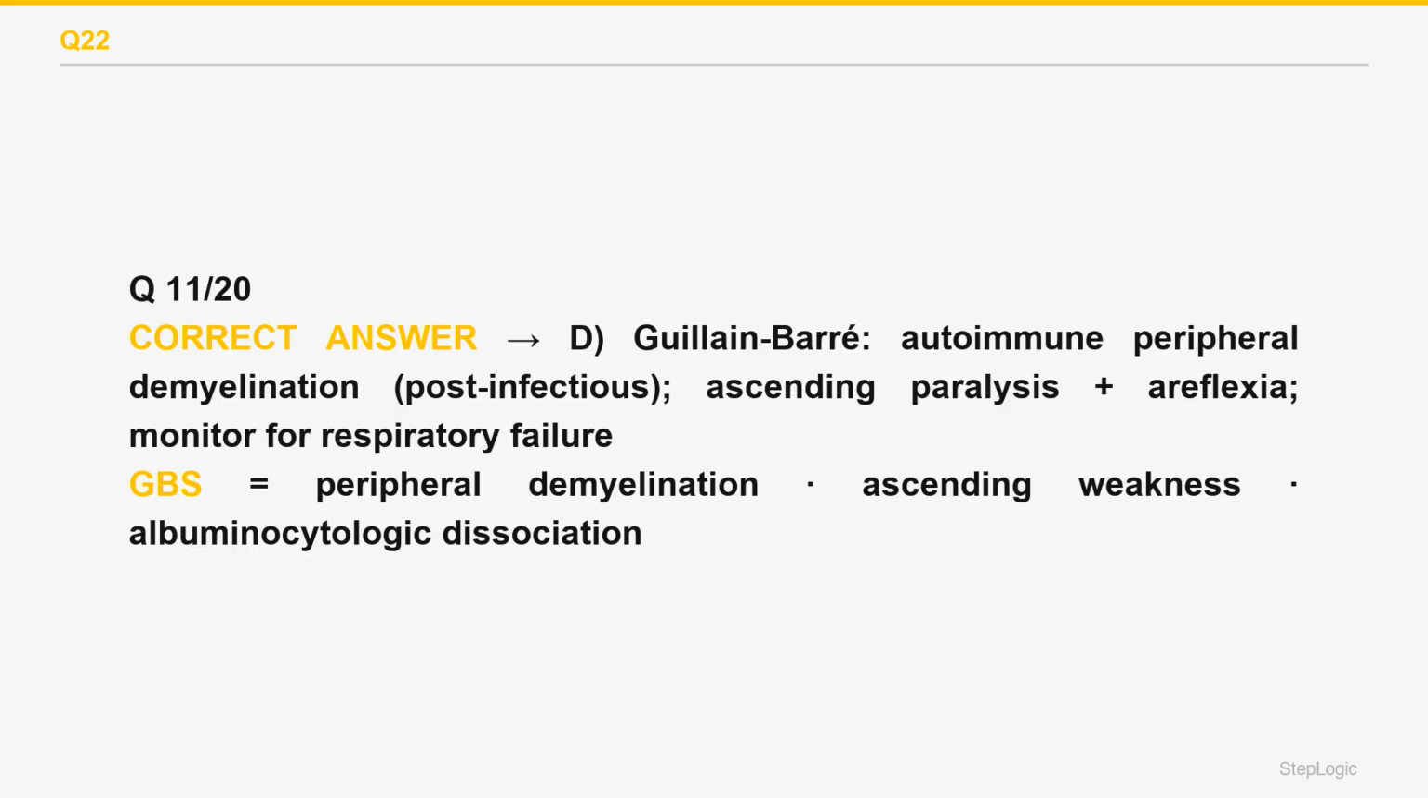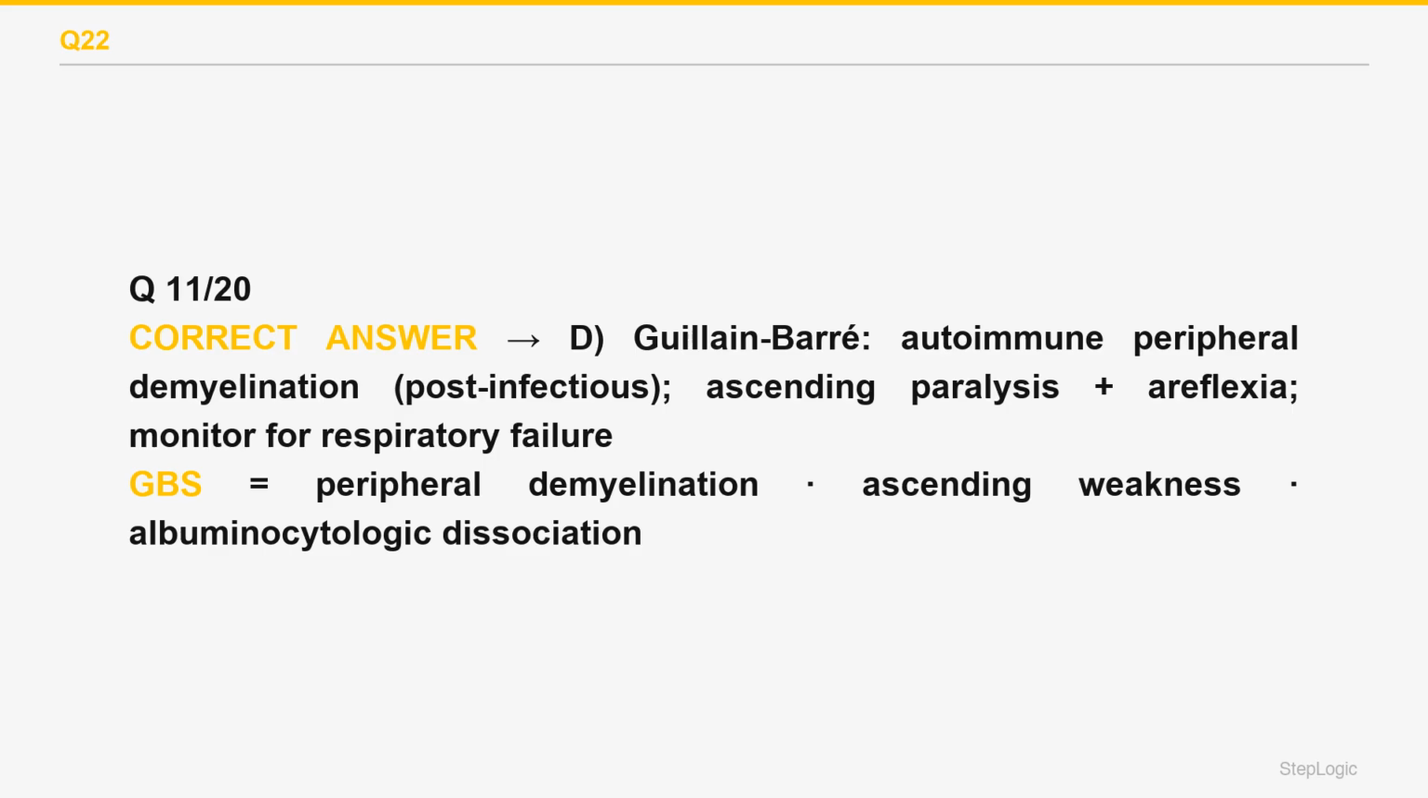The correct answer is D. The danger to monitor and the high-yield management point is respiratory failure. The ascending paralysis can reach the diaphragm and respiratory muscles, so respiratory function, vital capacity, and respiratory status must be monitored closely, with mechanical ventilation if needed. Autonomic instability is also a risk.